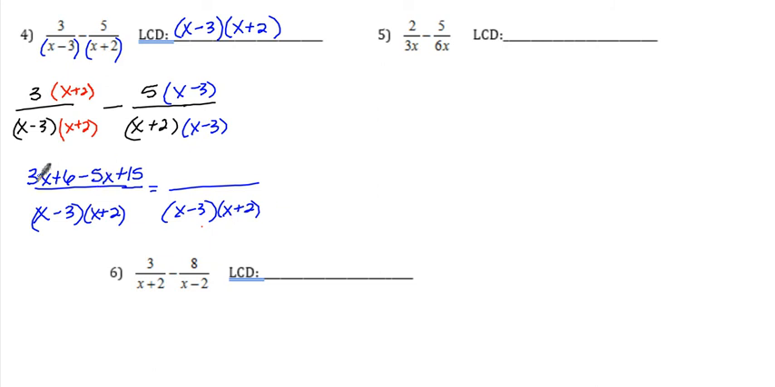Now let's combine like terms at the top. So I'm going to combine these x's, so I have a total of negative 2 x's, and I have a plus 21 for the constant. That is the difference of those two fractions. You have subtracted those two fractions.